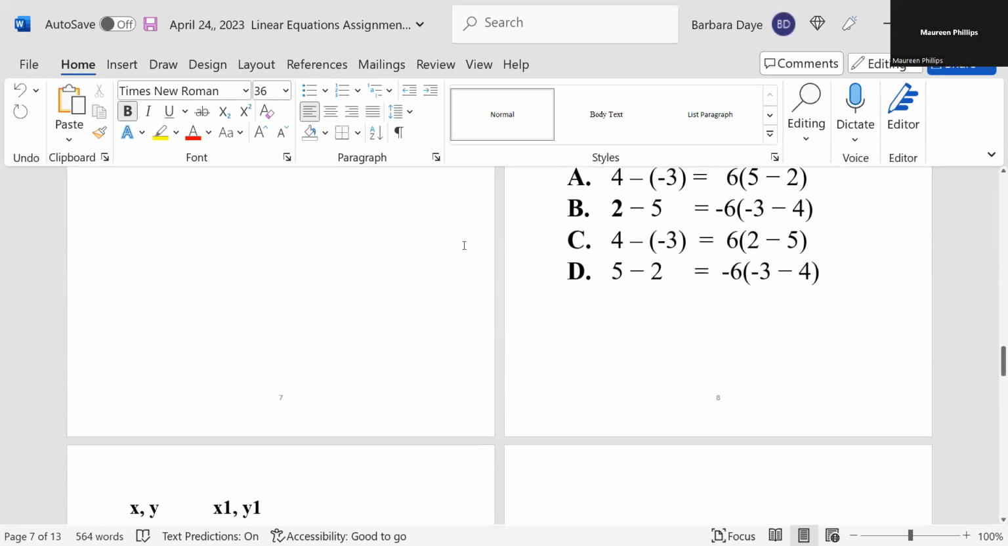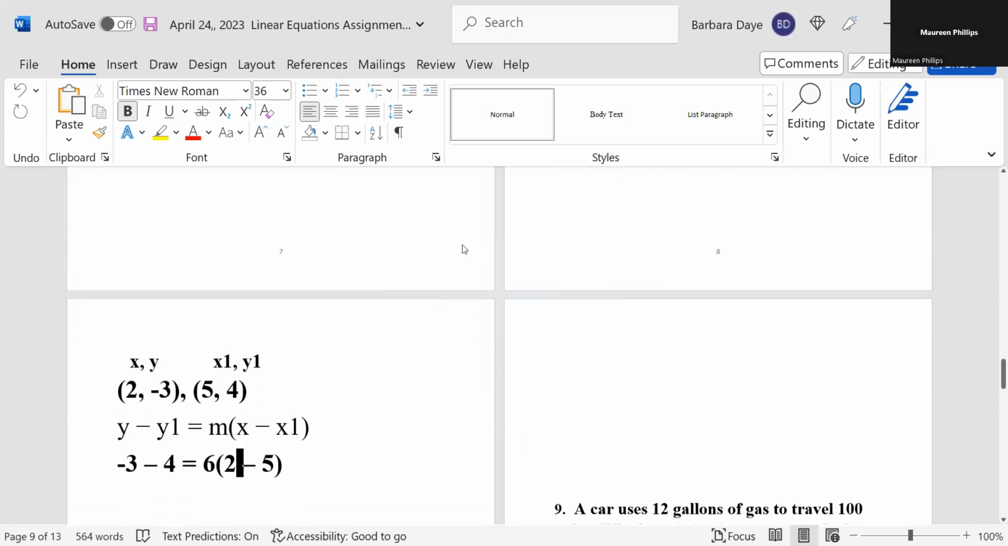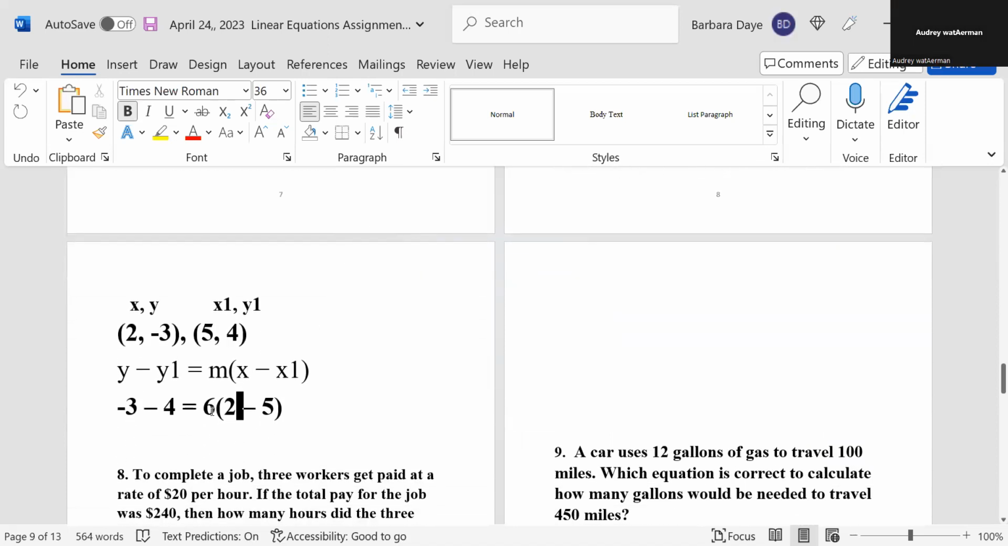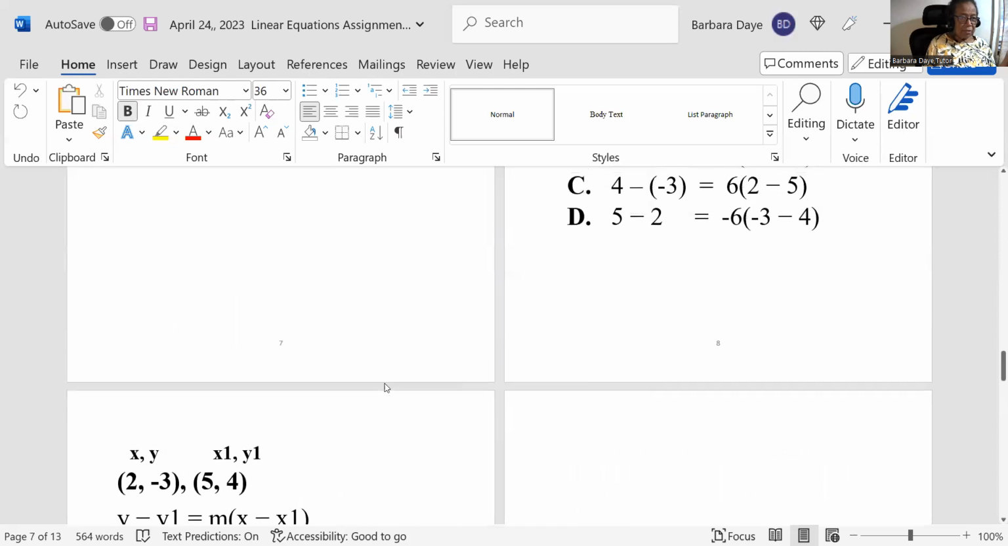We don't got the threes, you got fours. You got 4, 2, 4, 5. Yeah, I'm just looking here. Okay, so let's make sure we substituted. The y is -3, the y1 is 4. The m is the slope, 6, and the x is 2, and the x1 is 5. So it should be -3 minus 4 equals 6 times 2 minus 5.